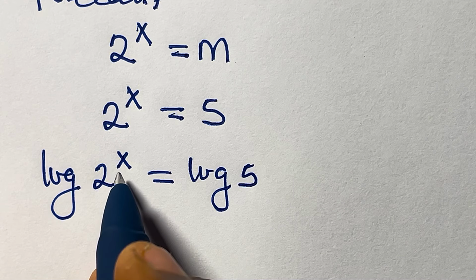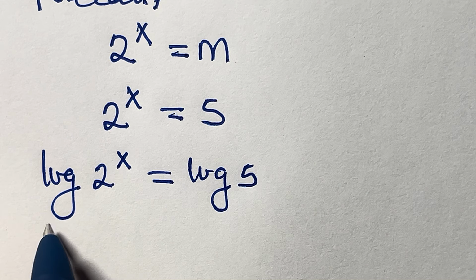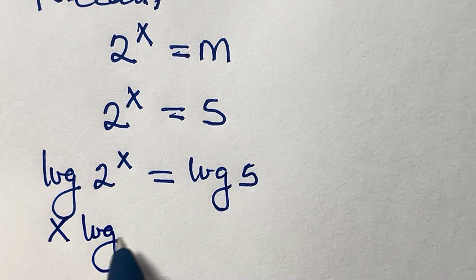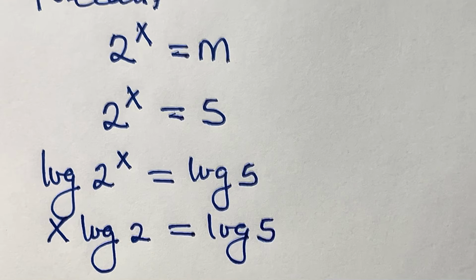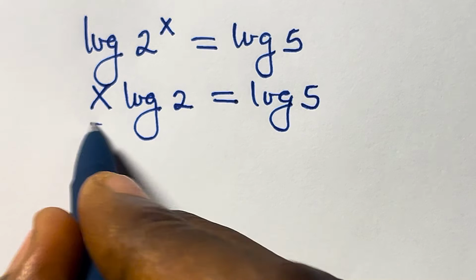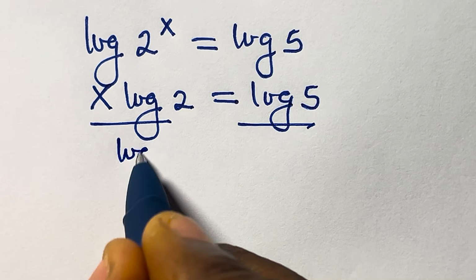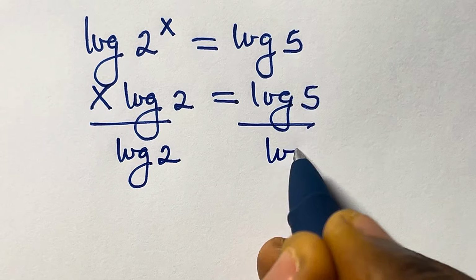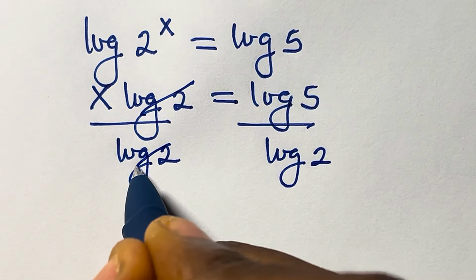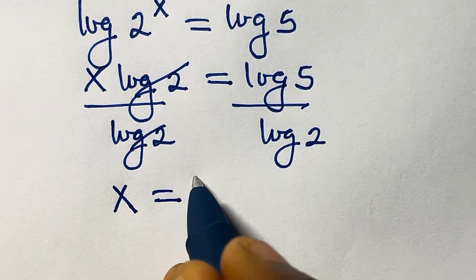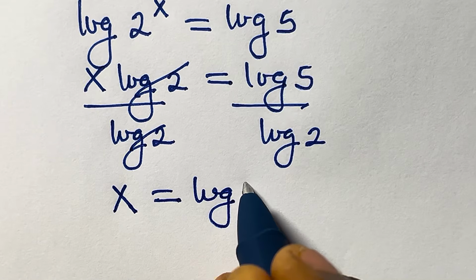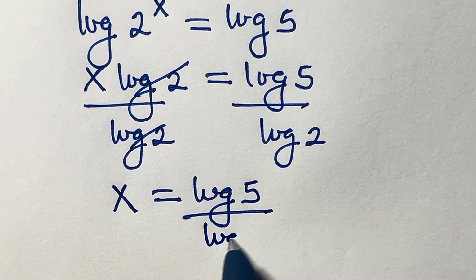So here, if we apply the law of logarithm, this x will come forward. We have x log 2 equals log 5. So the next step is to divide both sides by log 2. This will cancel out this. So we'll have x equals log 5 divided by log 2.